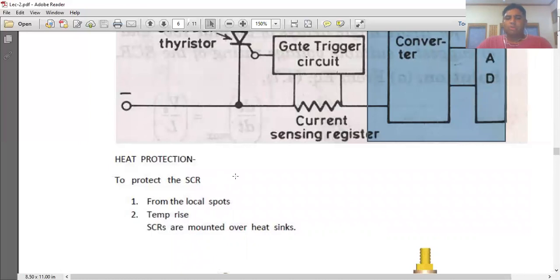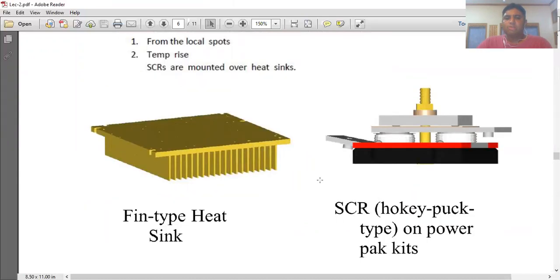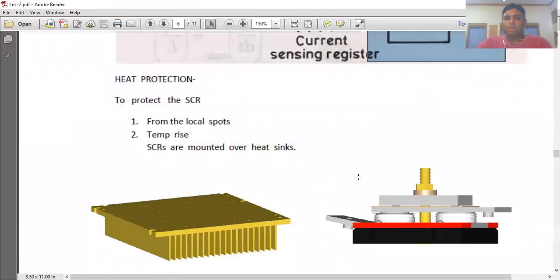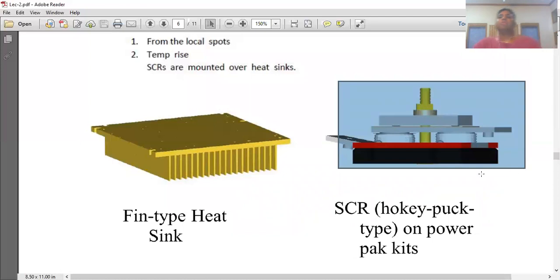Heat protection. You can see that most electrical or electronic devices get heated when they are in on conditions. So just like other electronic devices, a thyristor also heats up when it is in on state and working for some time. So we have to use some heat sinks. These are a metallic pin type heat sink, and this is an SCR hockey puck on power. These are two types of heat sinks which are used. This metal basically absorbs the heat of the thyristor, and this is directly mounted on top of a thyristor.